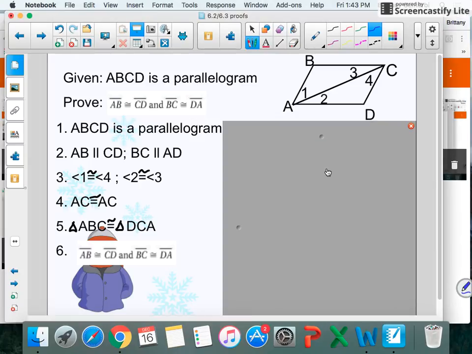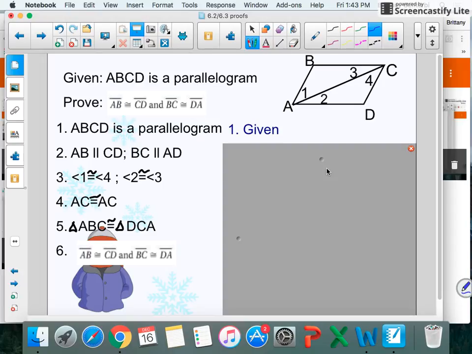So I'm still starting with my given. Then from there, I have to use what I know about parallelograms. And since we're trying to prove that AB is congruent to CD and BC is congruent to DA, I'm trying to prove that the sides are congruent. So in order to do that, what I first have to do is say that the triangles are congruent. So we have to get our three things congruent, and then we have to say the triangles are congruent, and then we can say the corresponding parts are congruent.